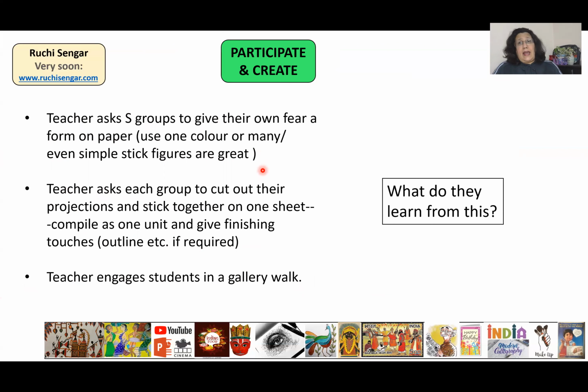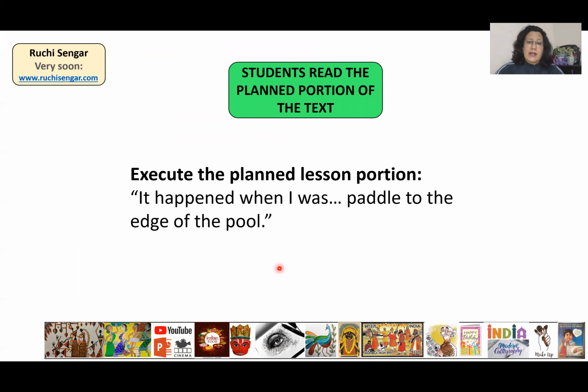They've learned that, hey, everybody has one fear or the other. And it's okay to have a fear. It's okay to talk about it. If you talk about it, you feel that you're not the only one, right? And you are bigger than your fear, right? So all of this. Finally, when this is done, then you ask them to read the planned portion.